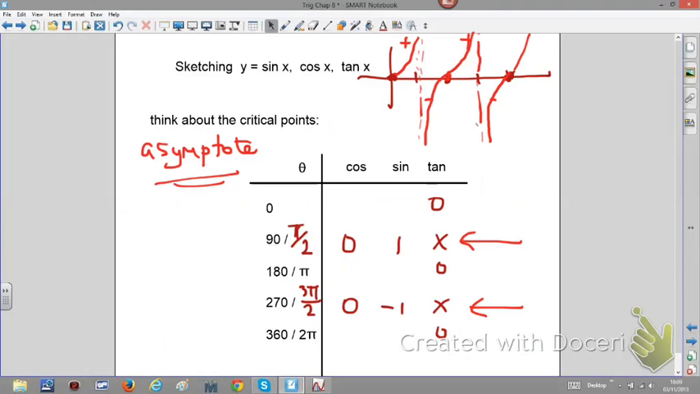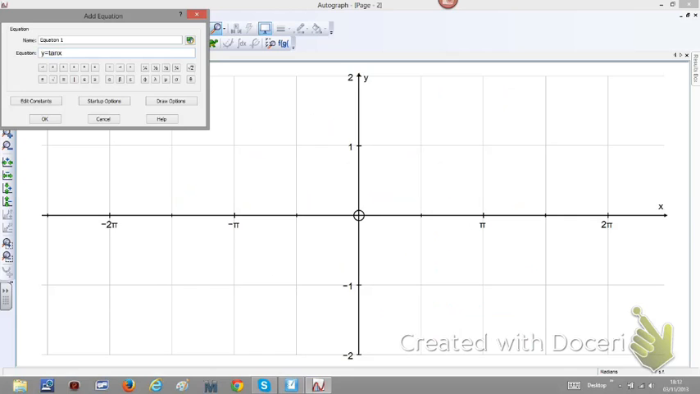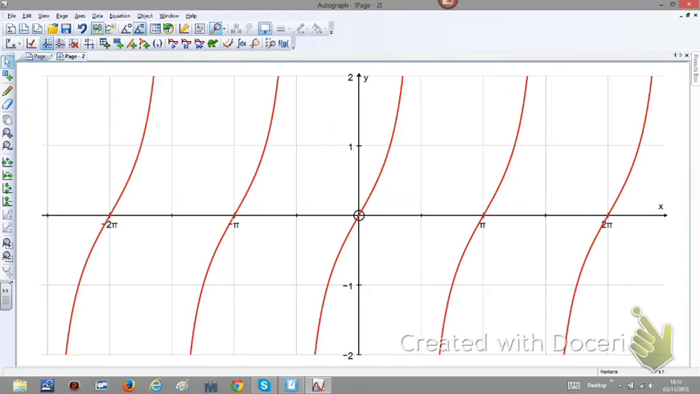Now let's have a look on the graph. Now the graph software doesn't actually do asymptotes, so we can't see any asymptotes there, but we do know that there is an asymptote at pi over 2. I'll do that in a different colour so it's easier to see. So perhaps yellow isn't very good, but we can see the asymptotes there. And at minus pi over 2 and at minus 3 pi over 2.